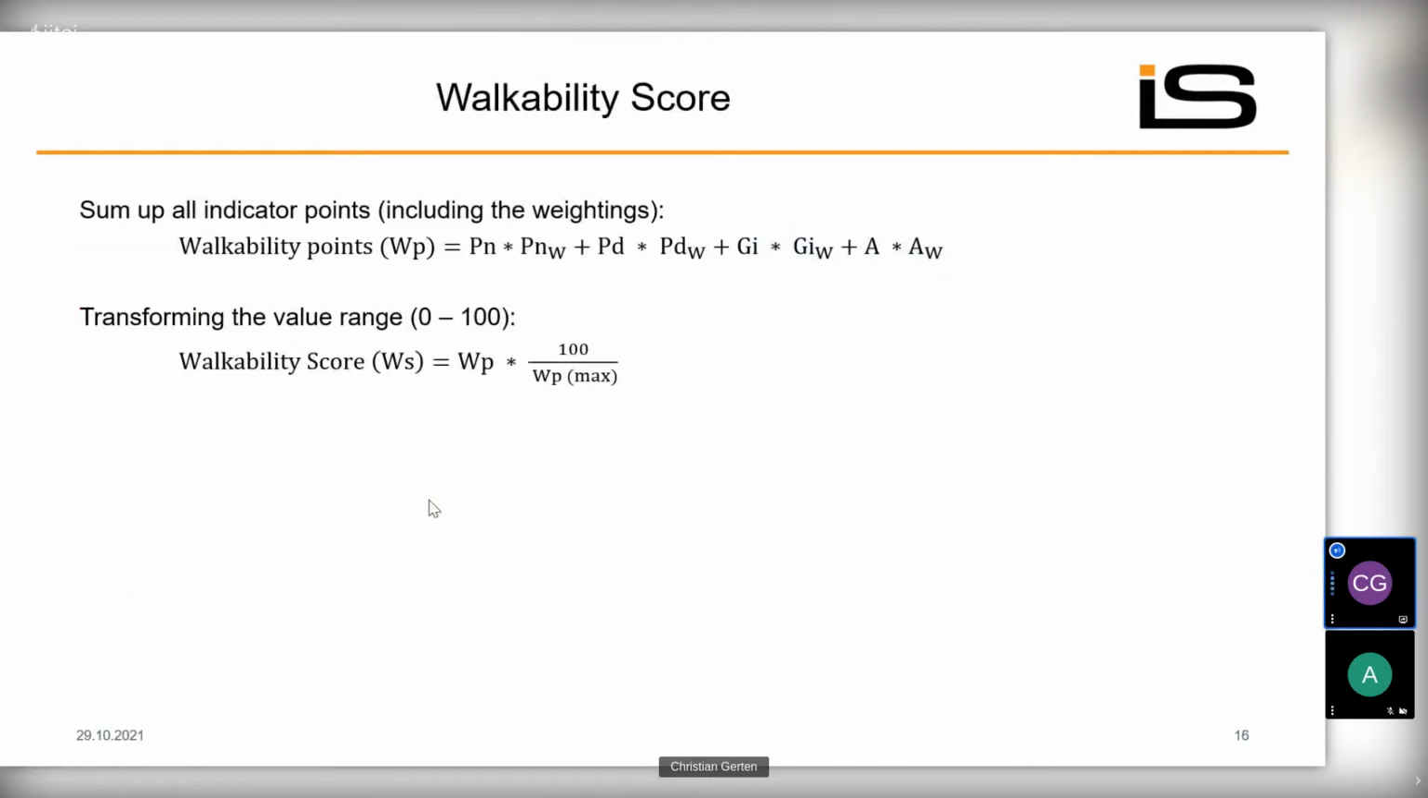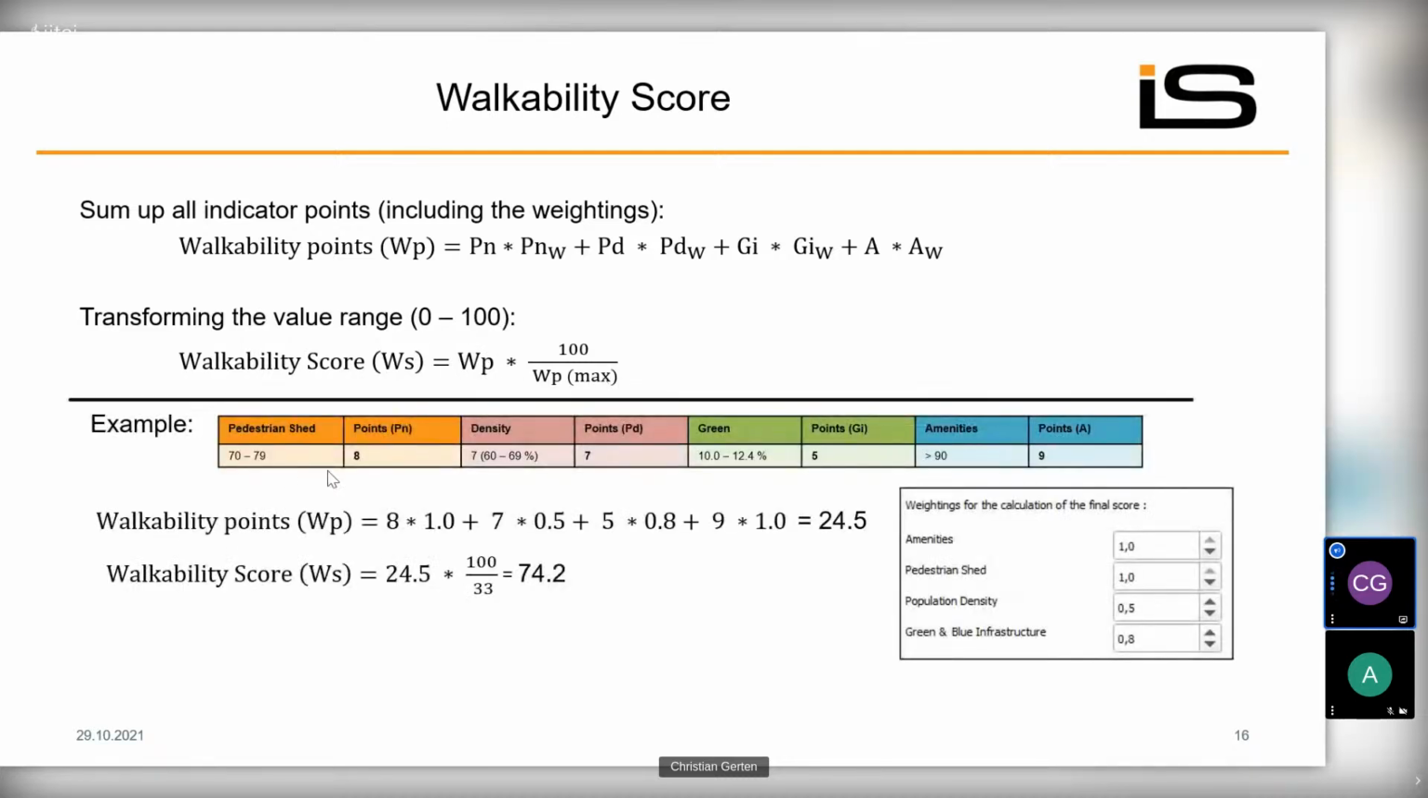Okay, now that we have all our 4 indicators calculated, we need to sum up all the points. So here we multiply the points that we have, for example, for the pedestrian network, by the weighting that we set in the GUI, and we do that for all 4 indicators. And then we have a value range which is not very clear, as the user can set the weightings on their own. So we're also transforming the values to the range from 0 to 100. Let me show it in a short example. I think it would be much easier to understand.